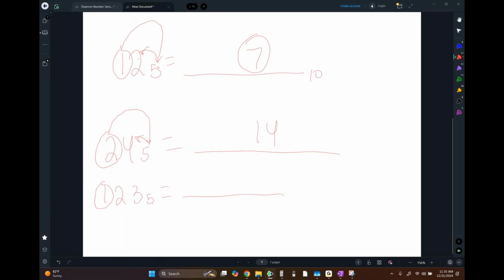So let me do that. 1 times 5 is 5, plus 2 is 7. 7 times 5 is 35. 35 plus 3 is 38. So 123 base 5 is 38 base 10. Let me do it again so you can see it. 123 base 5. 1 times 5 is 5, plus 2 is 7, times 5 is 35, plus 3 is 38.